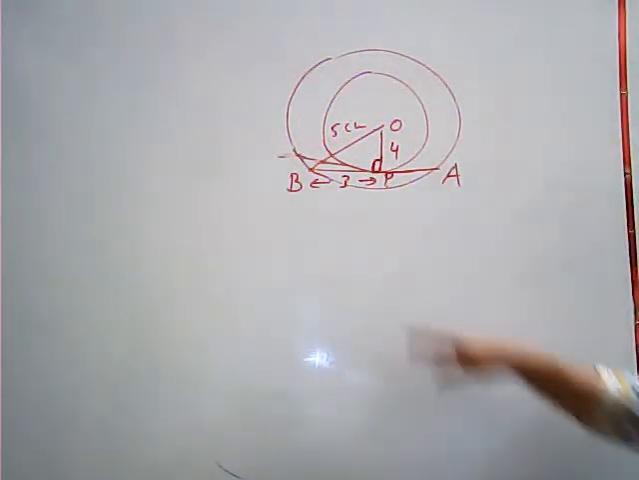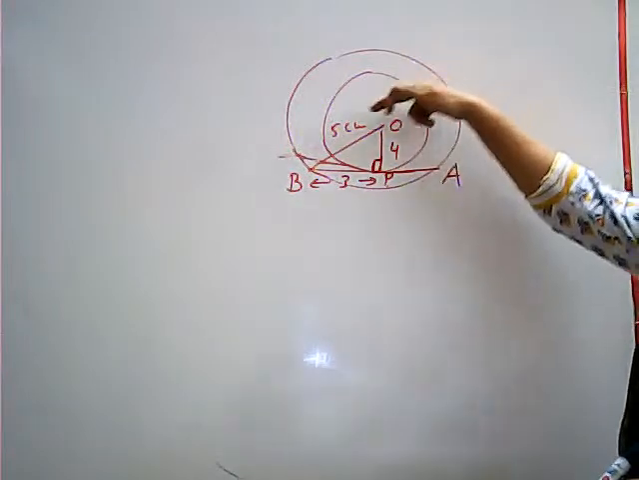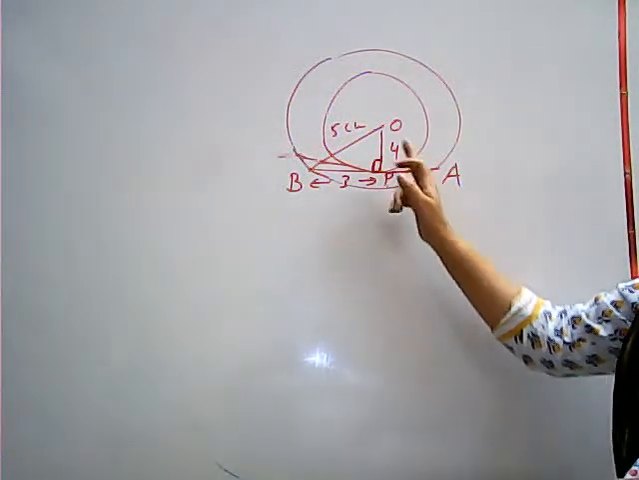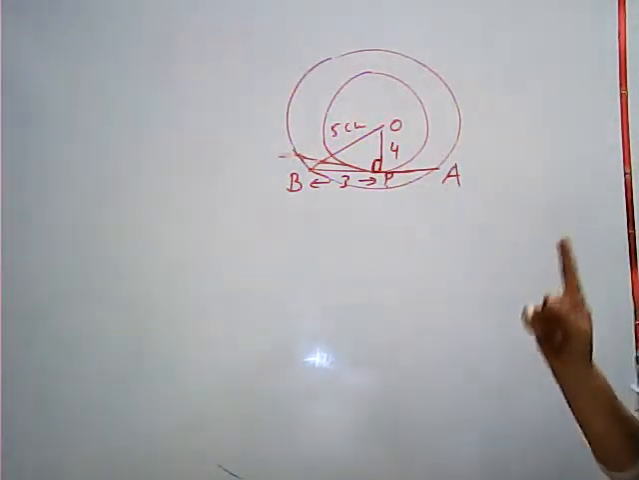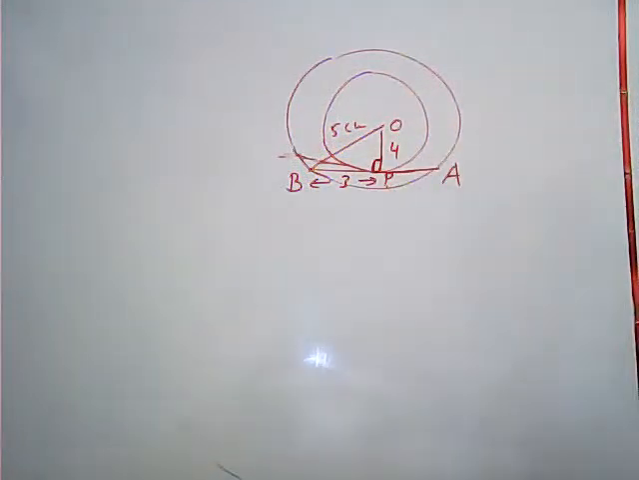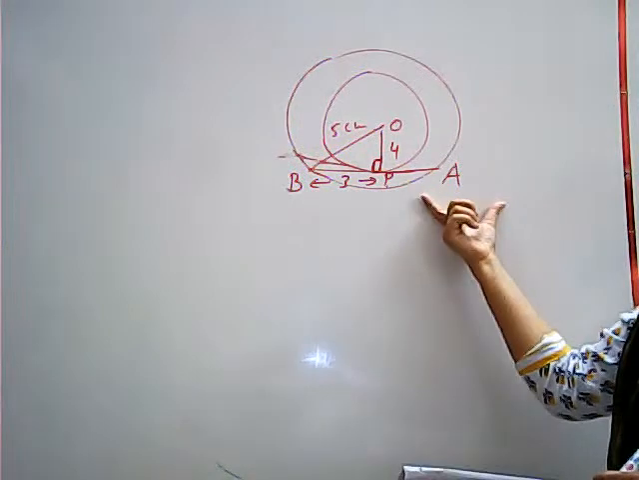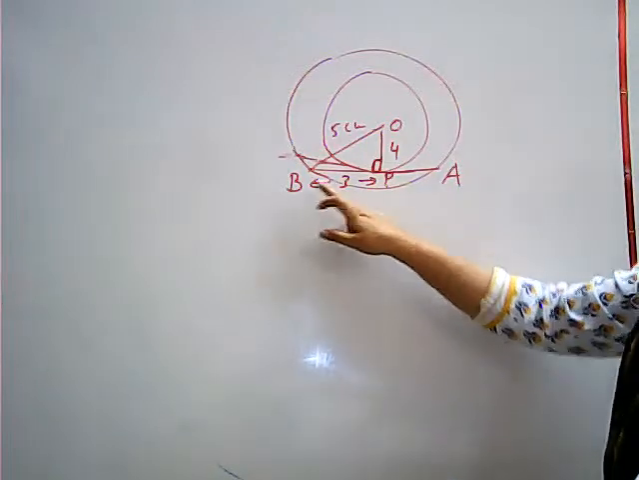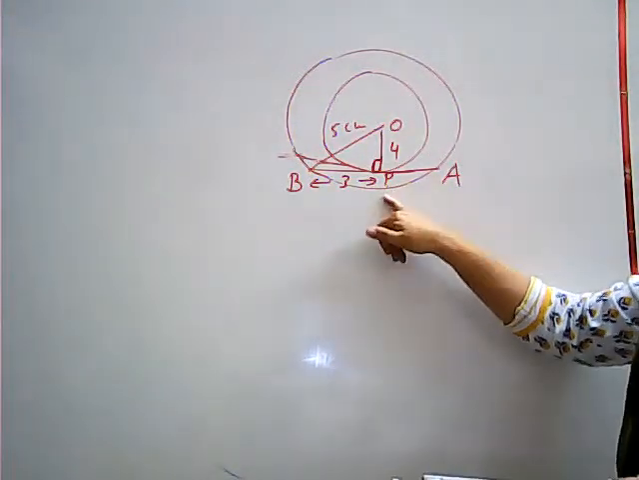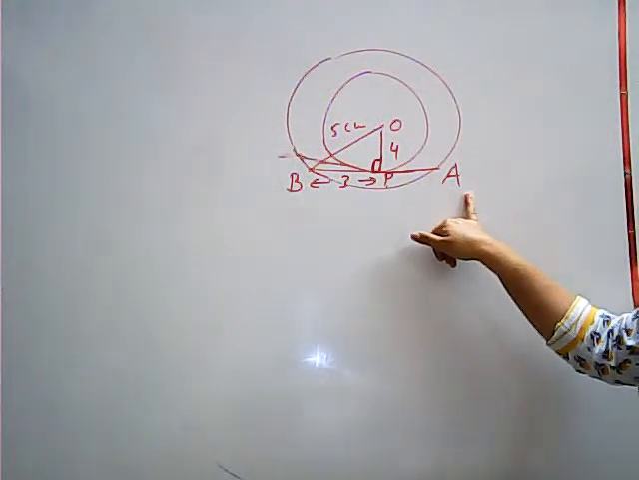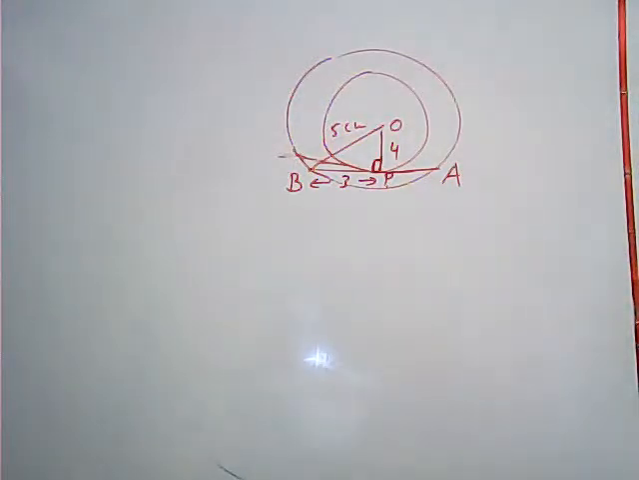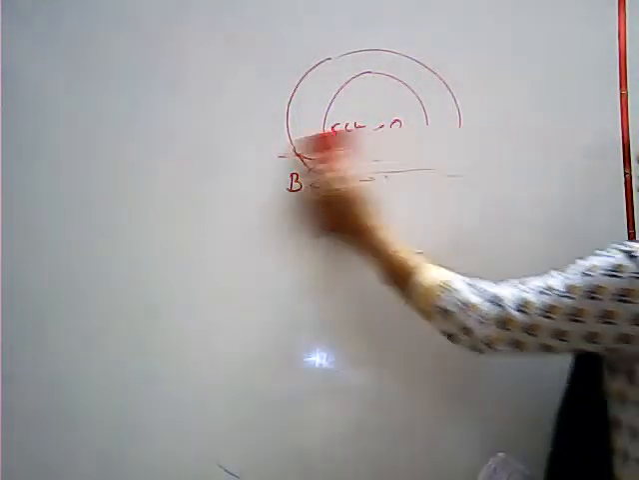Okay. So now we know that this is the perpendicular OP, and the perpendicular from the center to the chord always bisects the chord. If this is 3, so this is also 3, and the full value is equal to 6 centimeter. Okay. First use the Pythagoras theorem to find the value of BP, and after that PA is also equal to 3 centimeter. And when you add both 3 and 3, you get the full value of AB, and that is equal to 6 centimeter. Okay. So next question.